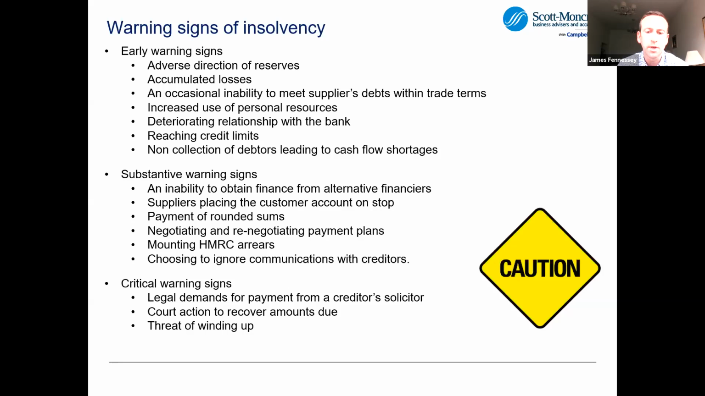Suppliers placing the customer account on stop. This is a key sign of the goodwill with suppliers being built up over a period of time being exhausted. Alternative suppliers may be found, but the financial position of the organisation may make this a tricky exercise. Payment of rounded sums. It is common for organisations in financial distress to pay what they can rather than settle amounts due.